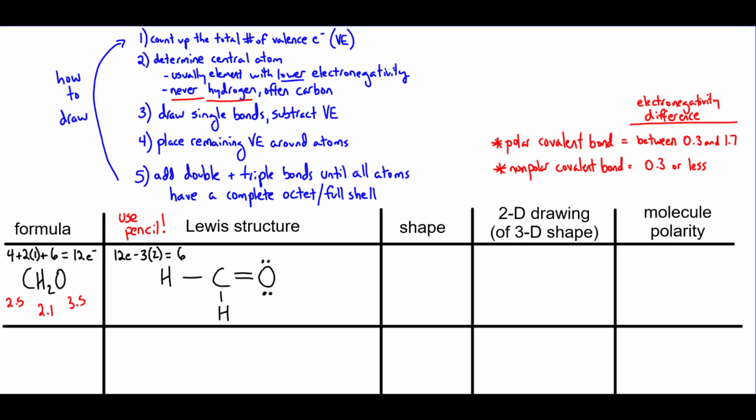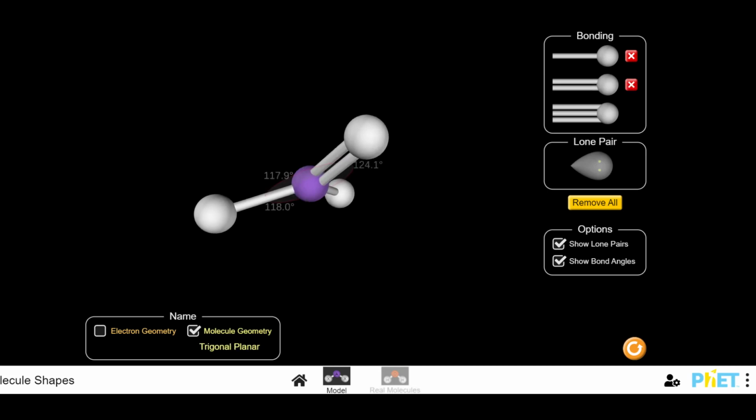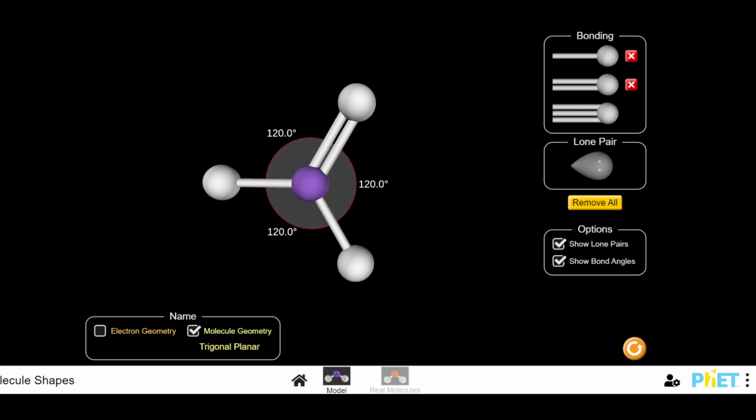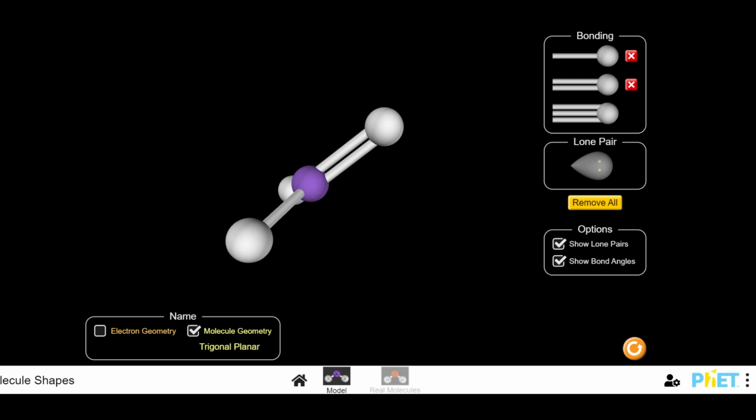Now for the shape, let's go back to the simulator. And here's my central carbon. I'm going to add on 2 hydrogens just like this. And now I'm going to add that double bonded oxygen back to the picture. All right, there we go. Notice that all of these bond angles are 120 degrees. This shape is called trigonal planar, and it's trigonal because it's like a triangle. And then it's planar because all of these atoms exist in the same plane as each other, like in geometry.